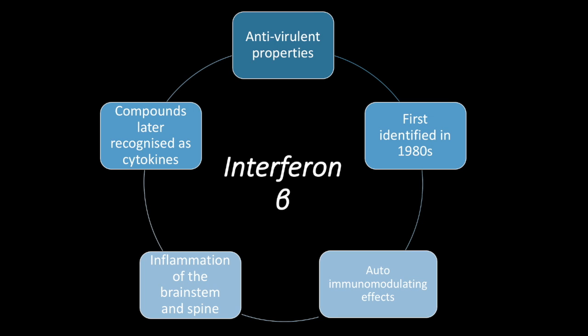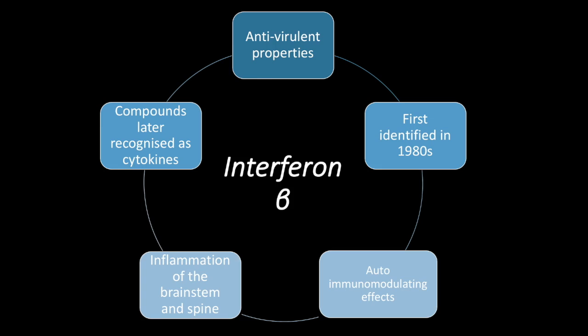Interferons were first identified for their antiviral properties and tested as a possible treatment for MS due to a possibility of a viral link to the pathogenesis of the disease. An interferon beta compound was first identified in the 1980s as an effective treatment for MS due to its immunomodulating effects on the animal model of MS, autoimmune encephalomyelitis, and compounds later recognized as cytokines.